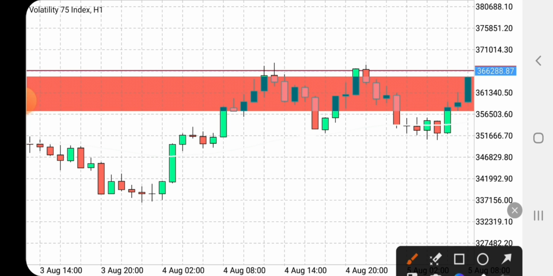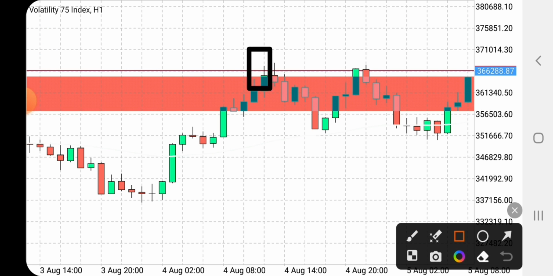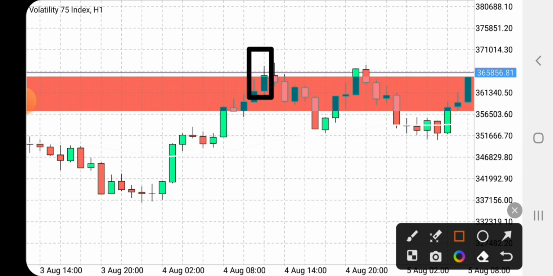Okay, this candle here, I want to mark it. This bullish candle here closed above our level. But are we making entry there? The answer is no, because we are looking at the number 3 condition, which is momentum candlestick. You need to see a momentum candle.